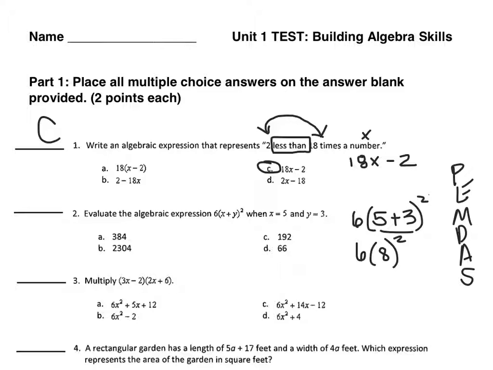Now if you did 6 times 8 first and got 48 and then squared 48, you'd get choice B as your answer and you'd get it wrong. You got to be careful, because when you have an exponent, you have to take care of exponents first before you multiply. So you have to do 8 squared first, which is 8 times 8, or 64. And when you multiply 6 times 64, you get 384. Choice A.